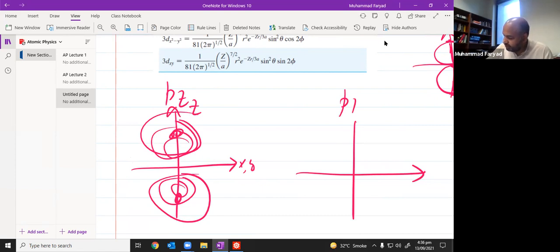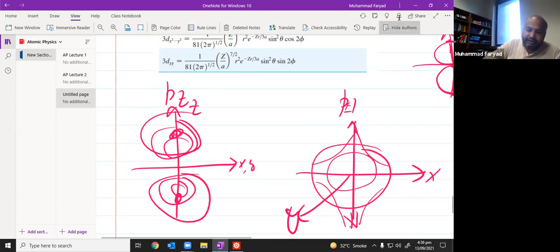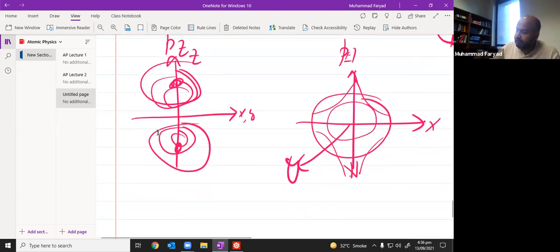p1 and actually p minus 1 both, they are like these donuts in the XY plane, and their probability decays as we go up or down along the Z axis. They have this Z axis symmetry, so that's why they are functions of Lz as well. They are eigenfunctions of Lz.